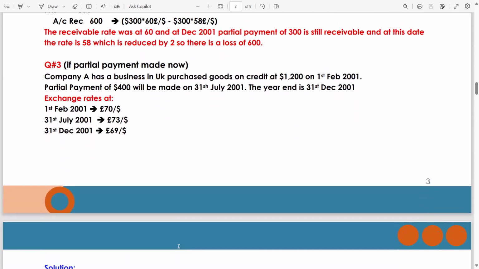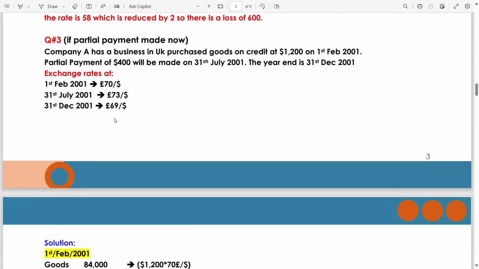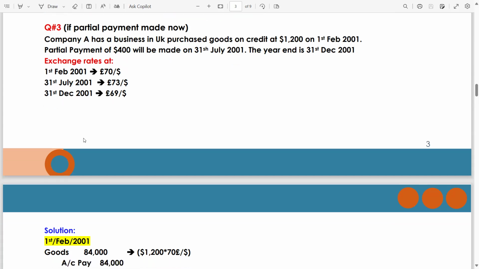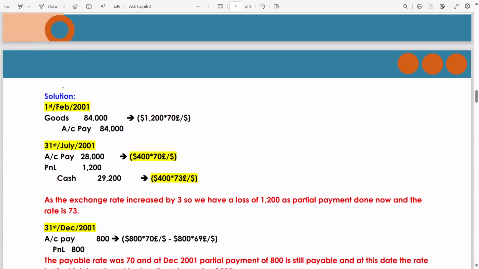Now, if you are going to make a partial payment, let's read. Company A has a business in UK, purchased goods on credit at $1,200. On 1st Feb 2001, a partial payment of 400 will be made on 31st July 2001. The year end is 31st December 2001. Exchange rates: 1st Feb 2001, 70 pound per dollar; 31st July, 73 pound per dollar; 31st December, 69 pound per dollar. Okay, now the solution.